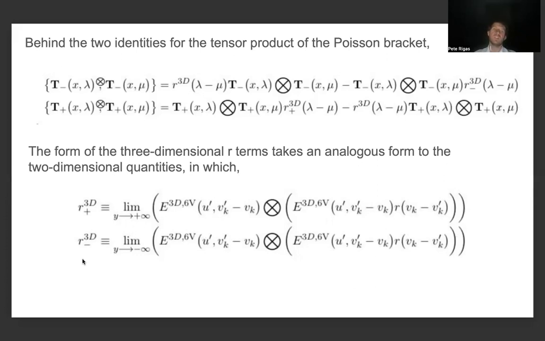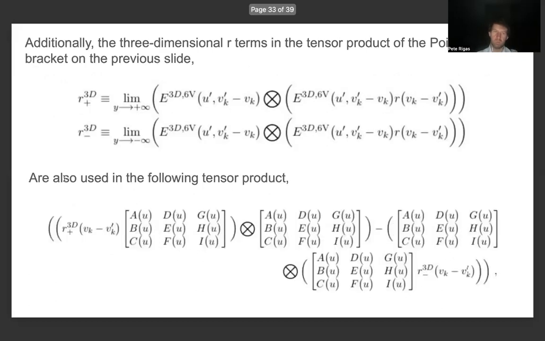So this is to say that we can take the limit as y tends to positive or negative infinity and obtain either R3D plus or R3D minus, which come into play in these expressions that we also expect to hold and know to hold for equalities between the tensor product of the Poisson bracket from entries of the three-dimensional transfer matrix, either as the entries go to positive or negative infinity.